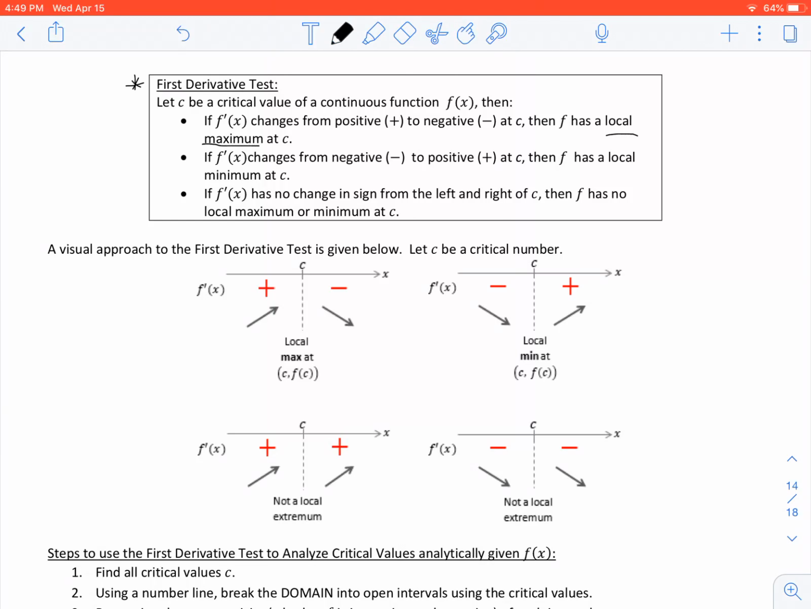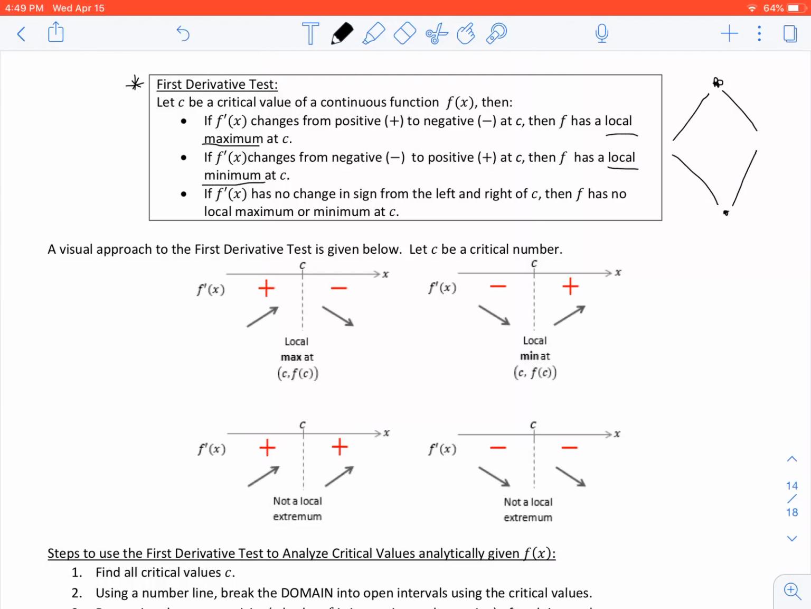So if it changes from positive, so it's a positive slope, to a negative slope, that value up here is a maximum. Likewise, if f prime of x changes from negative to positive, then f has a local minimum at C. And the local minimum is because you're going from a negative slope to a positive slope, and so that would be a point down here at the bottom, which would be a minimum.